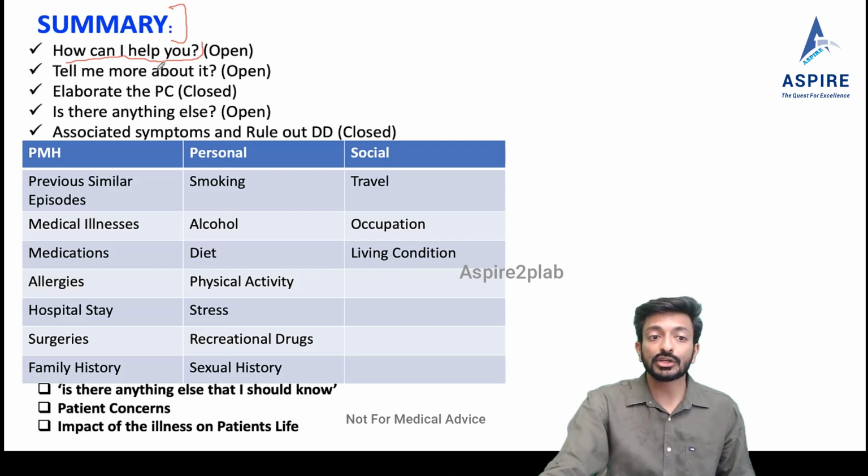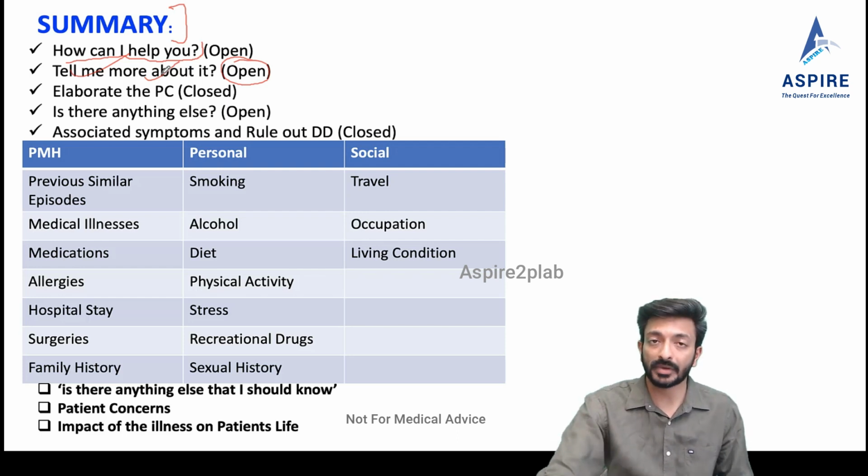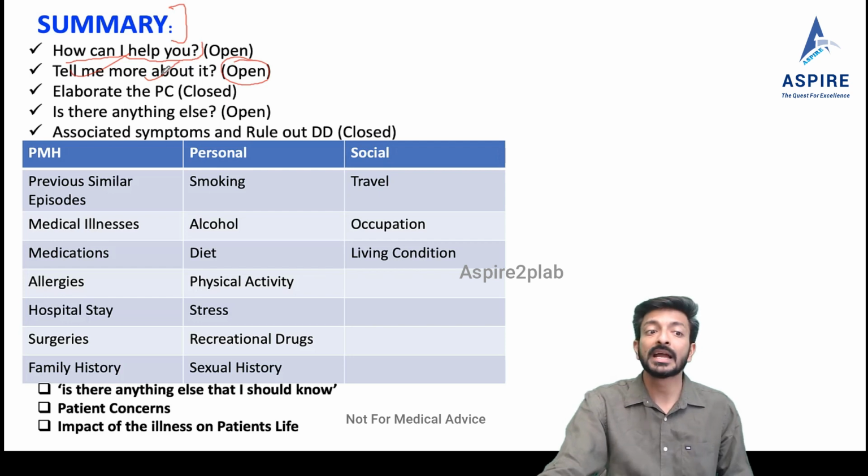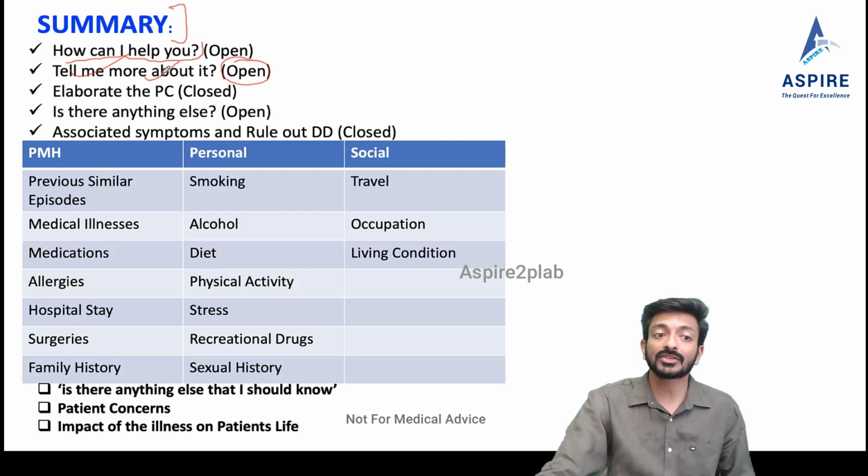So what you need to do is put another open question. Tell me more about it. As simple as that. Because we want our patient to talk more. We want our patient to give us all the findings. So instead of asking a closed question or specific question, it's always better to put an open question in front of the patient. Tell me more about it. Tell me more about the pain. Tell me more about your shortness of breath. Tell me more about your cough. Right, so this is the way we ask an open question.